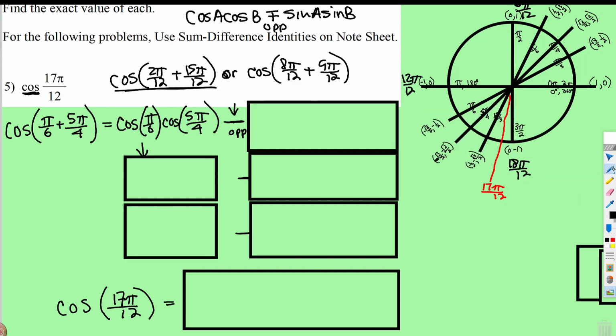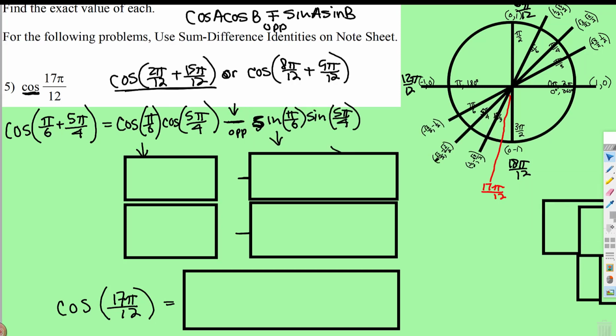Cosine of A, pi 6, times cosine of B, which is 5 pi 4s. This is a plus, so we're going to put a subtract sign. Sine of pi 6 times sine of 5 pi 4s. And then you just look at the unit circle, or if you have them memorized, which is even better.